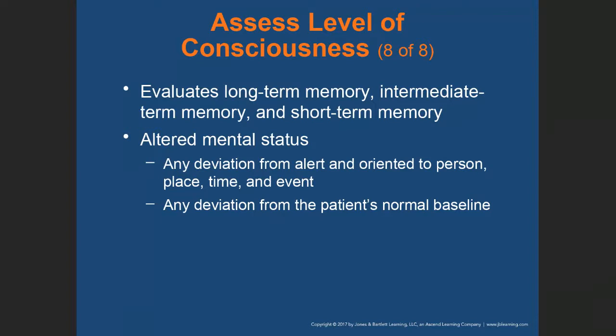Altered mental status is any deviation from alert and oriented to person, place, time, and event, or any deviation from the patient's normal baseline. What does that mean? If the patient is said to be behaving outside of what would be normal for them. In other words, if there is a deviation in one of these areas, you need to find out, if possible, is this the norm?